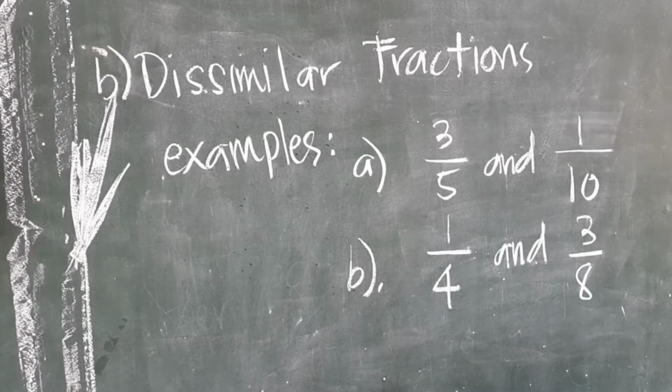In other words, dissimilar fractions are fractions having different denominators. For example, 3 over 5 and 1 over 10. So they have different denominators, 5 and 10. In example B, 1 over 4 and 3 over 8. So they have different denominators, which are 4 and 8.